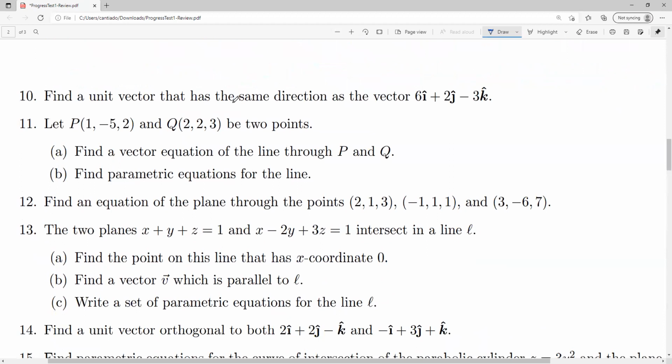Question 10, find the unit vector that has the same direction as the vector this. Okay, so in order to find the unit vector with the same direction, let's just say that this is a vector v. The unit vector u is equal to the vector v divided by its magnitude, right? That's the equation to get the unit vector, and that will be in the same direction. So we just need to go ahead and find the magnitude of v.